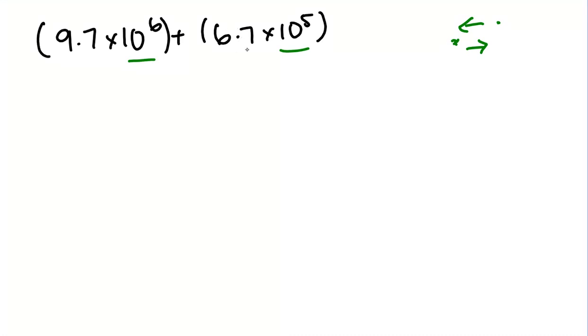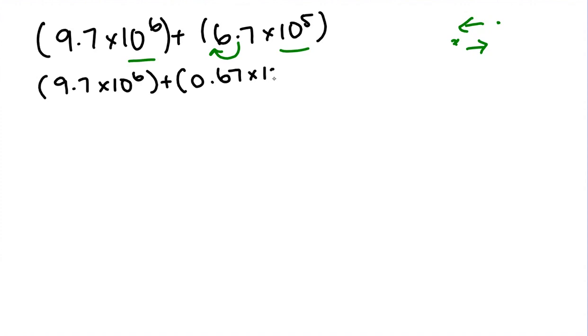So what we're going to do is use this number here, because this is 6 and this is 5, and we want to move this into a 5 plus 1, which is a 6. So all we need to do is move our decimal one spot to the left, which will bring our power up. So we're going to rewrite this as this plus 0.67 times 10 to the power of 6.